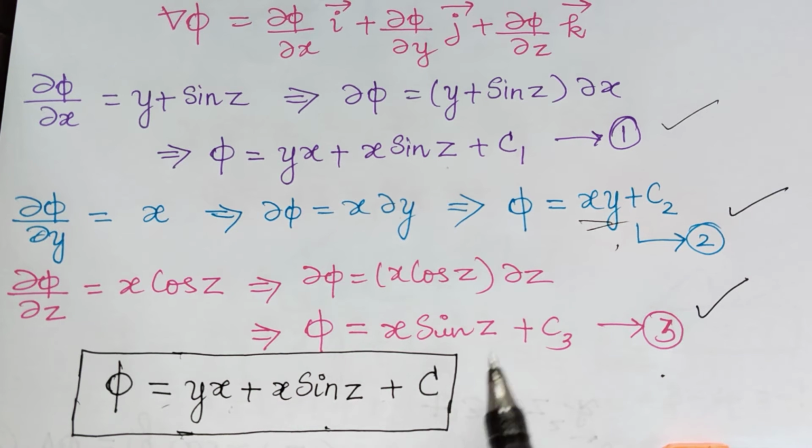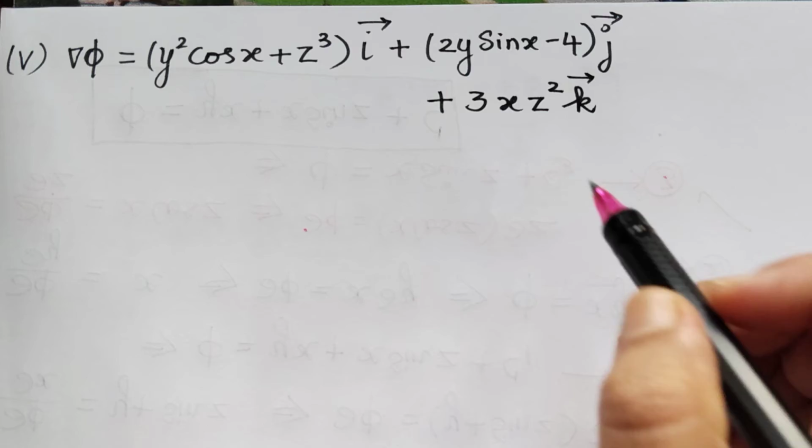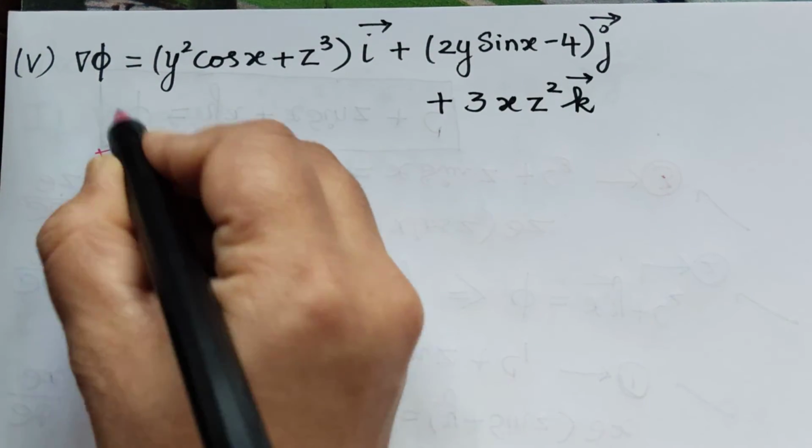So complete this problem also and have a check with your final answer. Now here we have the fifth subdivision. So let us solve it. So we have to find phi.